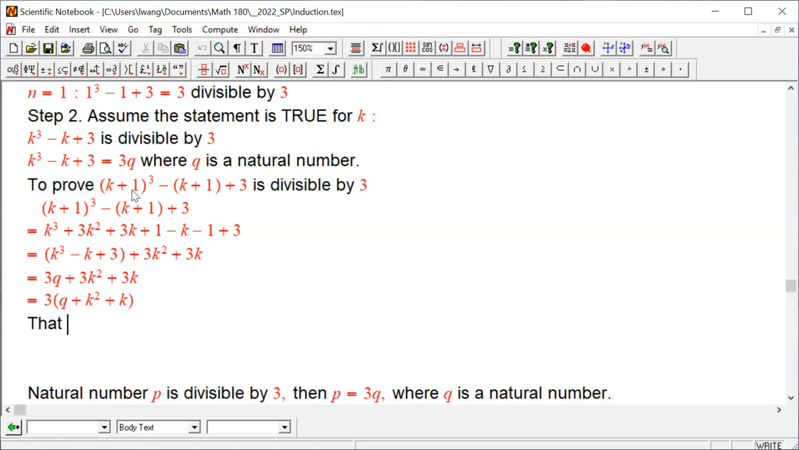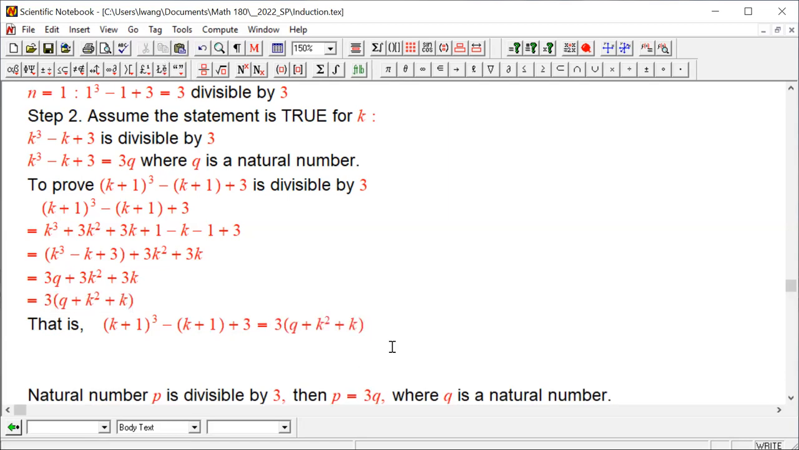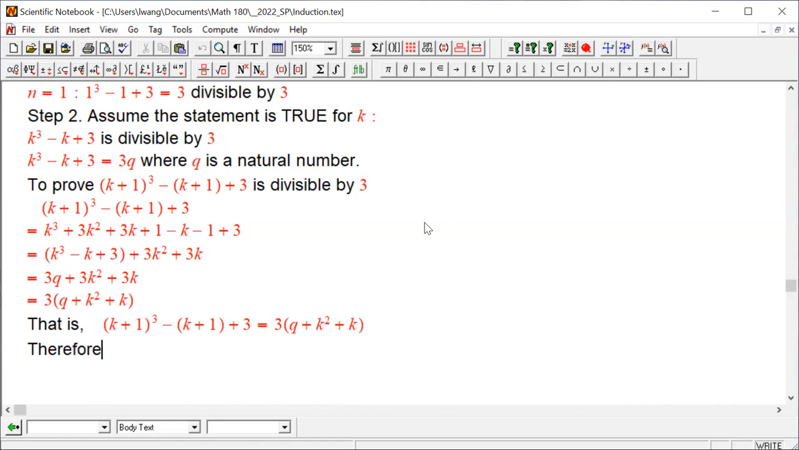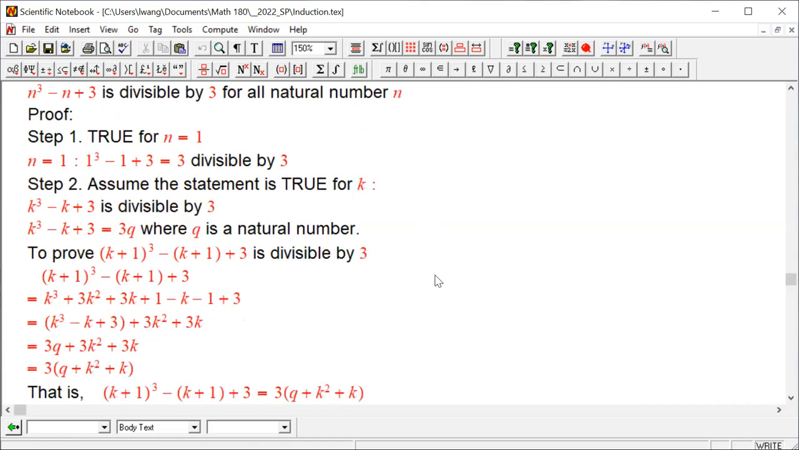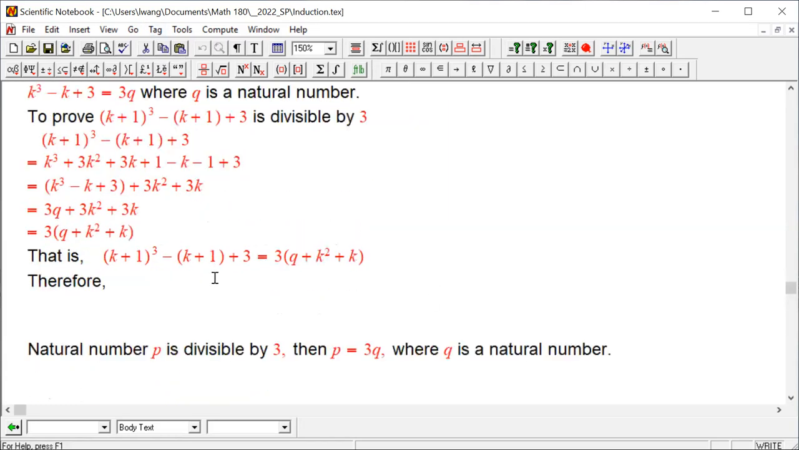So you can say that this expression is equal to 3 times a natural number. We don't know what that is, but it's going to be a natural number, right? So therefore, you can say the principle has been fulfilled. Now we can say n to the power 3 minus n plus 3 is divisible by 3 for all natural numbers by mathematical induction.